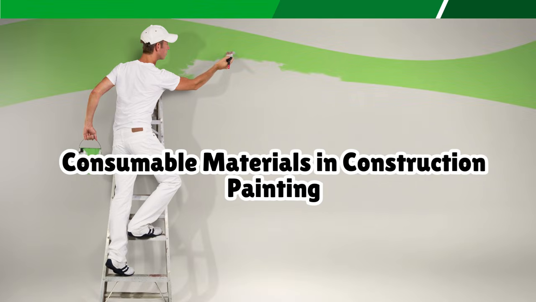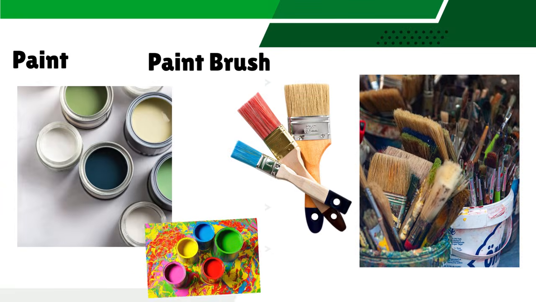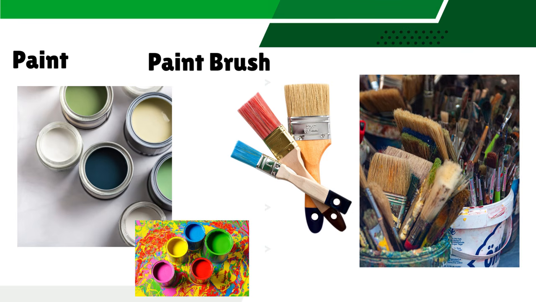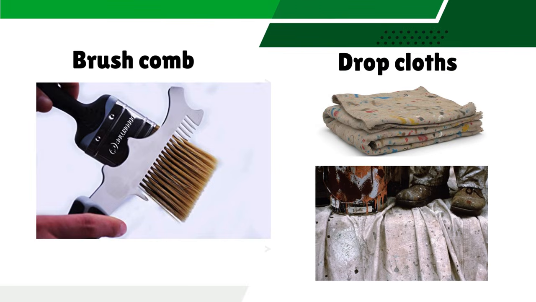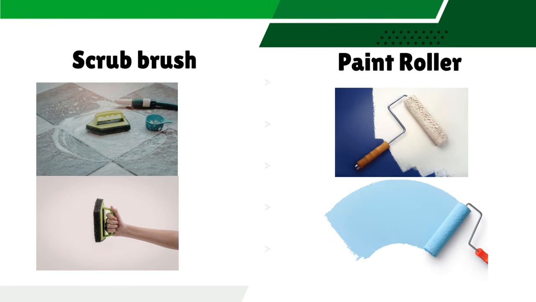Consumable materials in construction painting. Paintbrush. Masking tape, sandpaper. Brush comb, drop cloths. Scrub brush, paint roller.